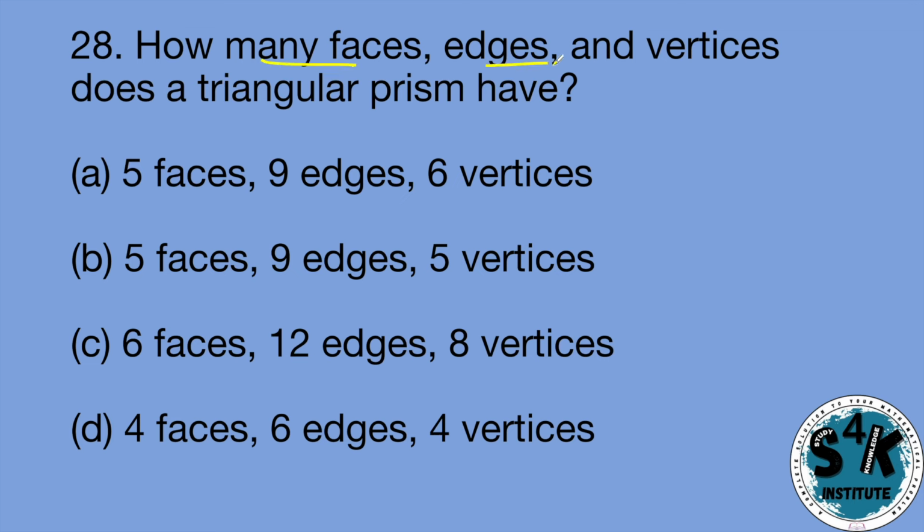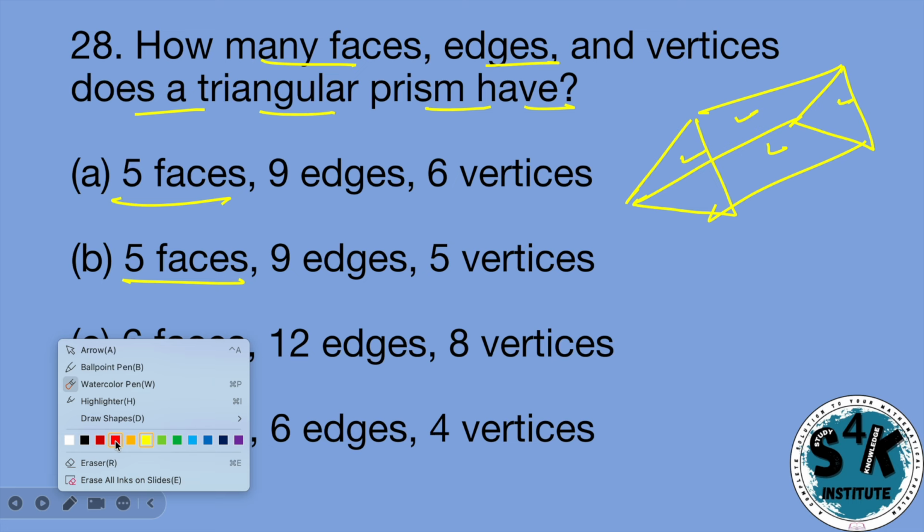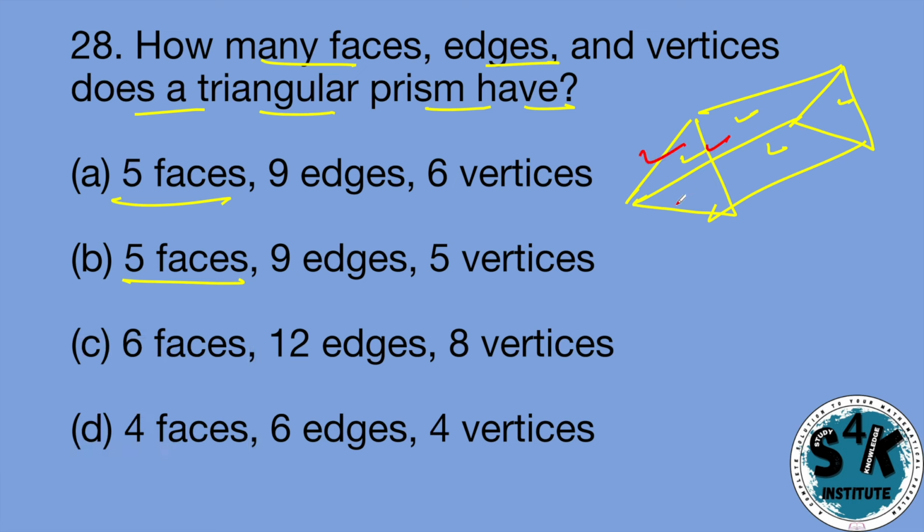How many faces, edges, and vertices does a triangular prism have? Let's draw a triangular prism. This is a triangular prism. So one face, two face, three face, four face, bottom one is 5 face. 5 faces is the answer. Now let's see how many edges are there. I will change the color so that 1, 2, 3, 4, 5, 6, 7, 8, 9 edges are there. Now how many vertices are there? 1, 2, 3, 4, 5, 6. So answer is A.